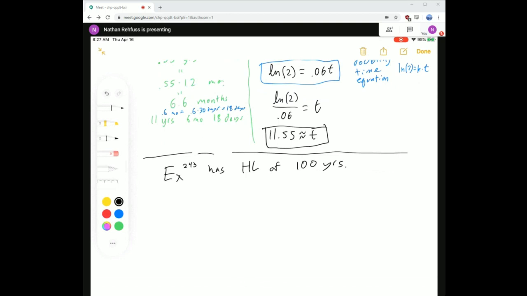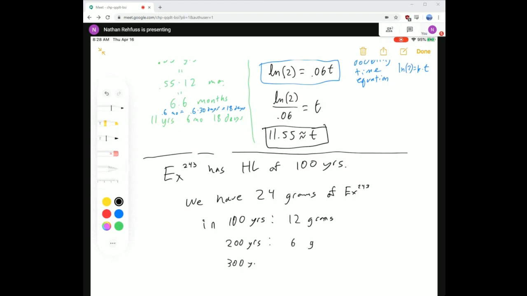Let's say we have 24 grams of example 243. So in 100 years, there are 12 grams. Half of it has decayed into other elements. In 200 years, there will be 6 grams, and in 300 years, there will be 3 grams.